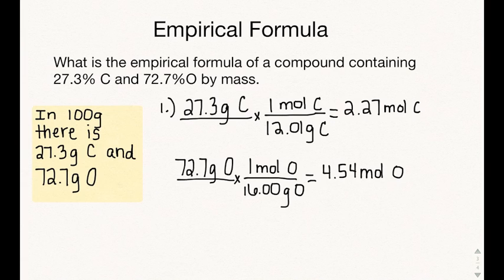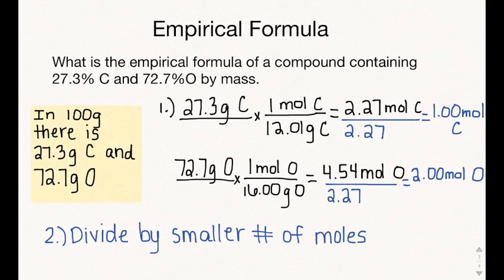To calculate the empirical formula, you have to determine how many moles are in each substance. To find the moles of carbon, you divide 27.3 grams of carbon by 12.01 grams per mole to get 2.27 moles of carbon. To find the moles of oxygen, you divide 72.7 grams of oxygen by 16.00 grams per mole to get 4.54 moles of oxygen.